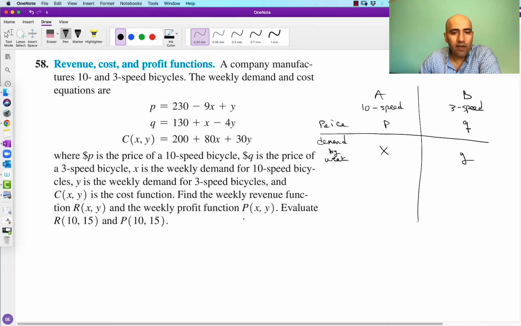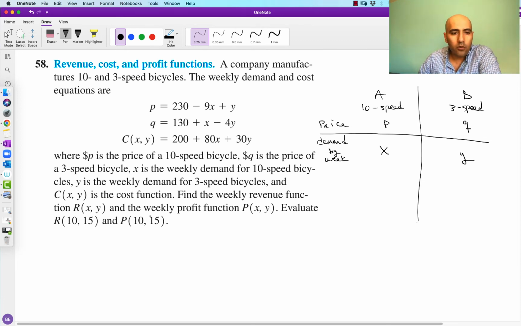Okay, so then find the weekly revenue. Good, so they all match. Weekly demand, find the weekly revenue, find the weekly profit. Okay, so we don't have to do any kind of weird conversions there. Everything is in terms of weekly statements.